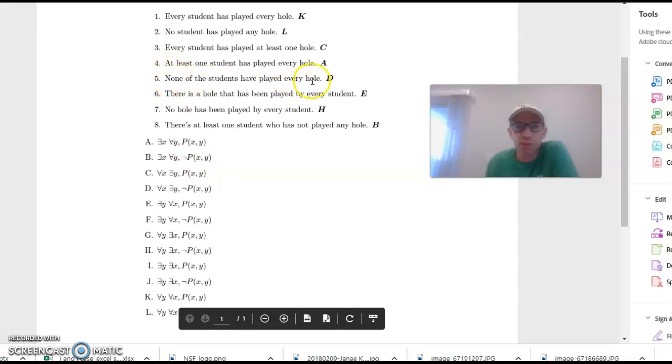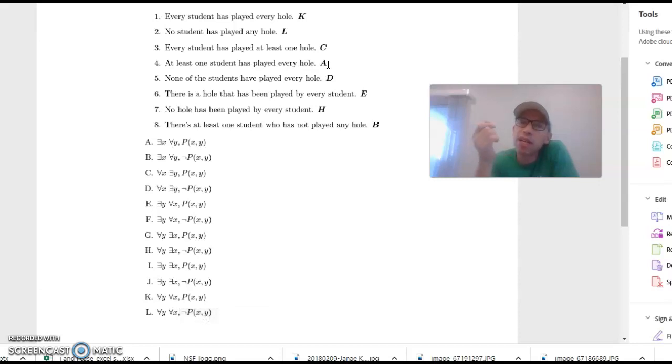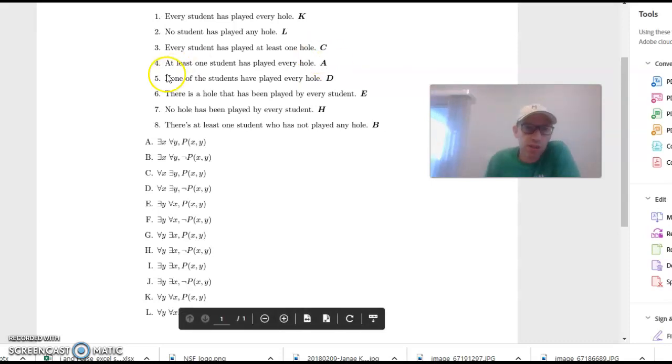So let's try to rephrase this in a way that follows the symbol patterns down here. None of the students have played every hole. Another way to say that is for every student you choose, for any student you choose, there exists at least one hole such that the student has not played the hole. So that's going to be D.